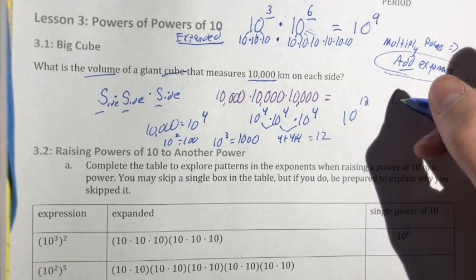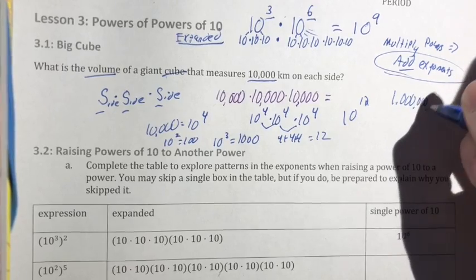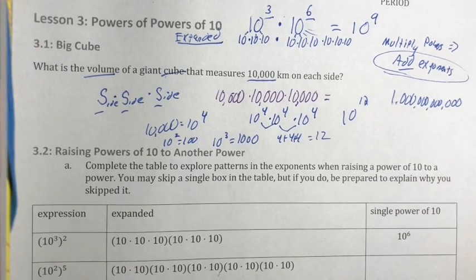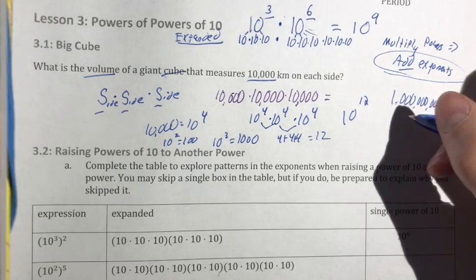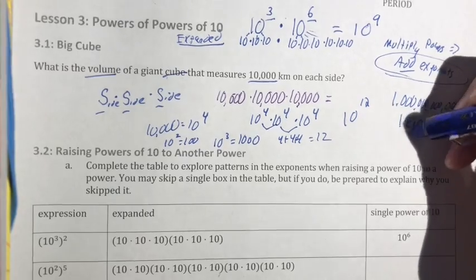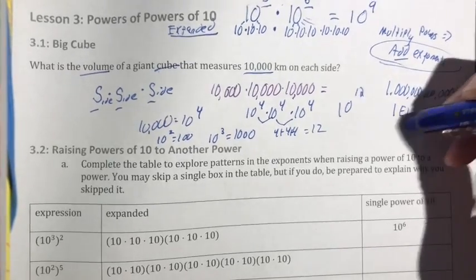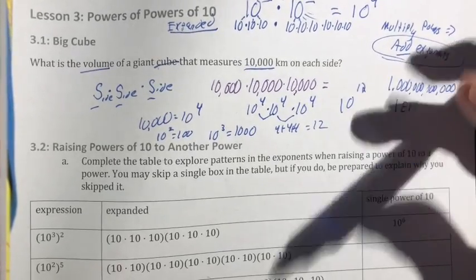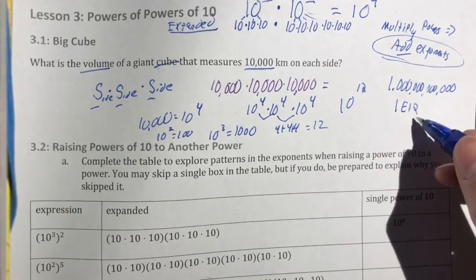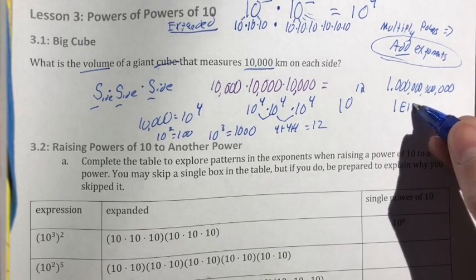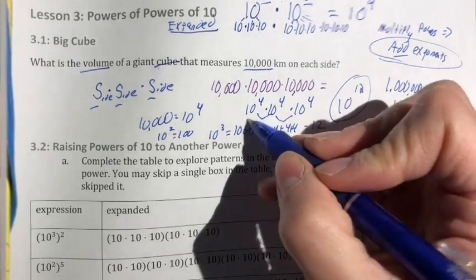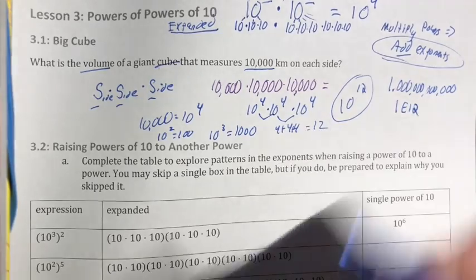Or it would be that on a calculator. And your calculator might have given you something that looks like this. If your calculator gave you this, that's the same thing. That just means 1 times 10 to the 12th power. But we'll talk more about that later. That's really scientific notation. But really the goal is to get this as your answer: 10 to the fourth times 10 to the fourth times 10 to the fourth.